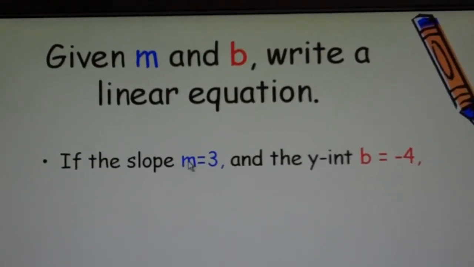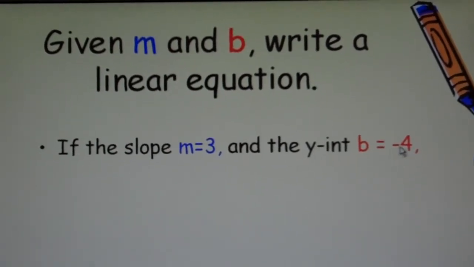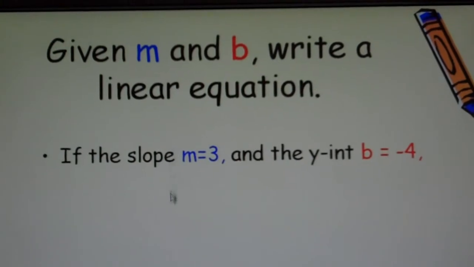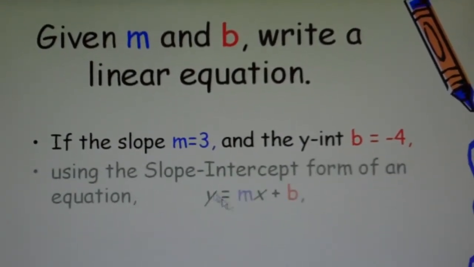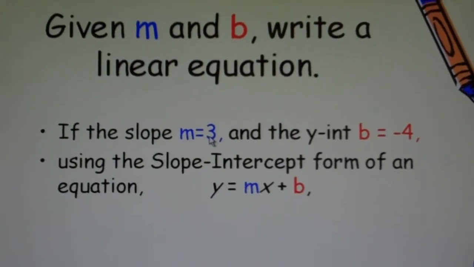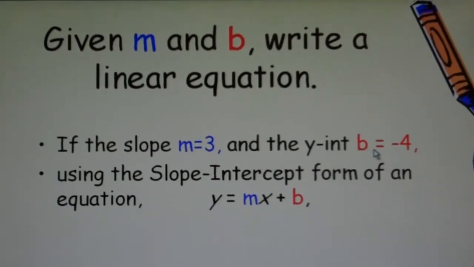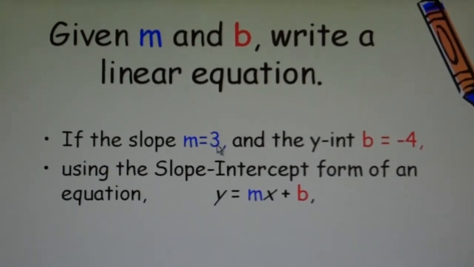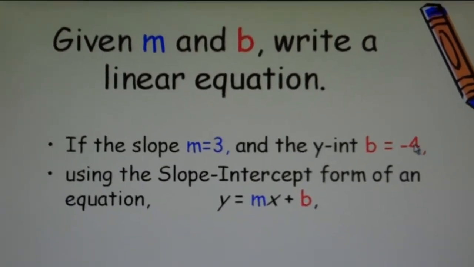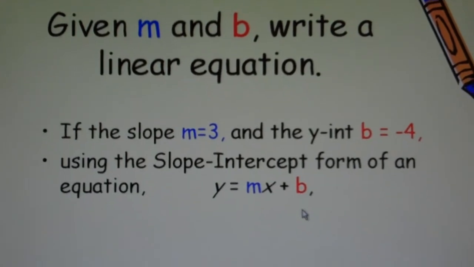Now if we give you the slope and the y-intercept, you should be able to write the equation. So you're just going to take the form y equals mx plus b, and if we tell you the slope is 3 and the y-intercept is -4, you're just going to insert these things in place of that letter m and in place of that letter b.